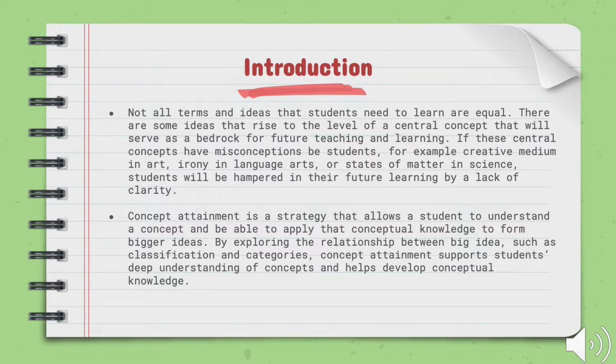So the concept attainment model is a strategy that can be used that allows students to understand a concept and be able to apply that conceptual knowledge to form bigger ideas. This is done by exploring the relationship between big ideas, such as classification and categories, so concept attainment supports students' deep understanding of concepts and helps them to develop conceptual knowledge.